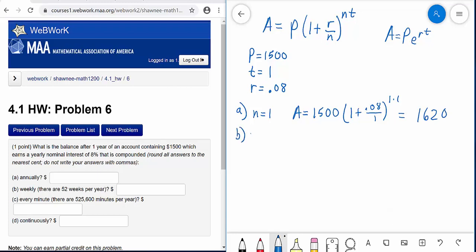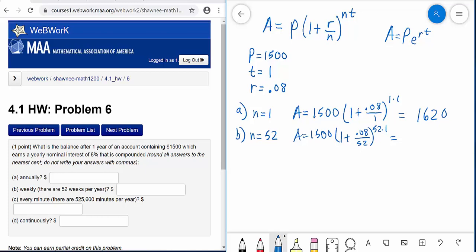In part B, we're computing the interest weekly, so every week, that would be 52 times per year. So our accumulated amount will be 1,500 times 1 plus 0.08 divided by 52, raised to the 52 times 1.